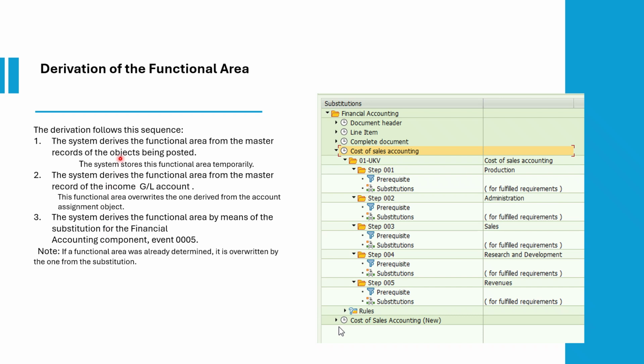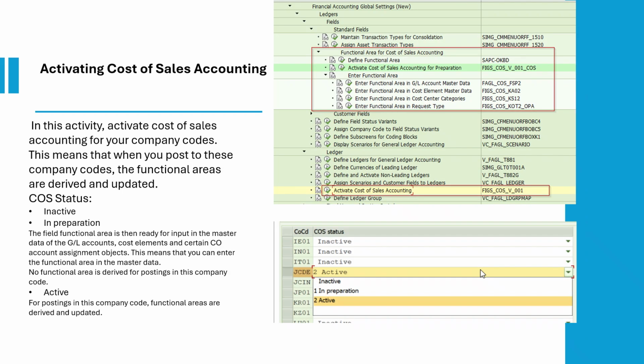So this is how functional area derivation happens in SAP. Now, in the next video we will understand how cost of sales accounting is activated in SAP. Activating cost of sales accounting.